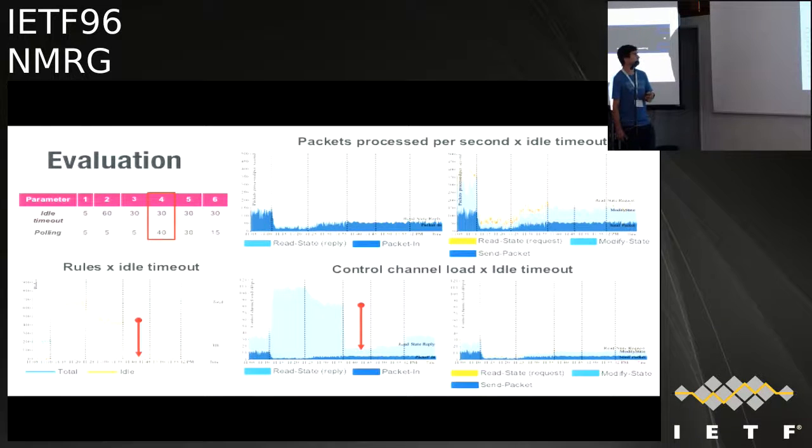And it's also interesting to see that in the last configuration, the administrator tried to identify idle rules again, and he decreased the polling frequency to 50 seconds, and we can see that we could again identify idle rules in the network.